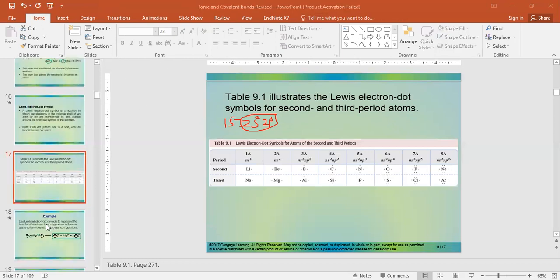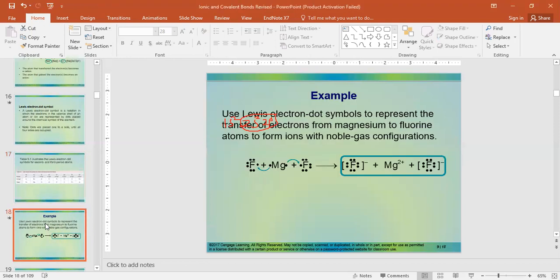Now we continue, and examples. Now the examples that I'm showing here are to do with the formation of ionic bonding. So here I am illustrating the complete transfer of electrons, for example, from magnesium to two fluorine atoms so that we can form magnesium fluoride. So use Lewis dot structure to represent the transfer of electrons from magnesium to fluorine atoms to form ions with noble gas configurations.